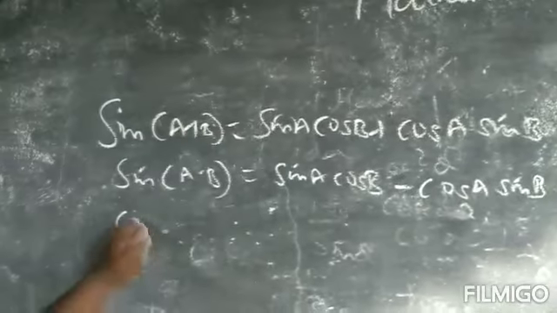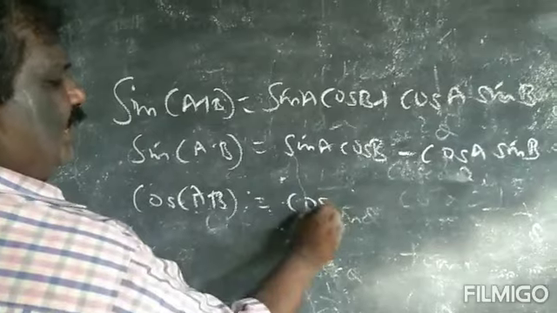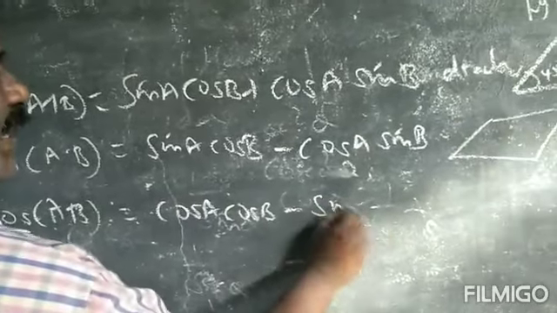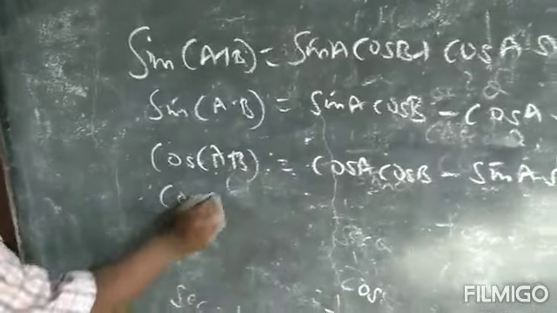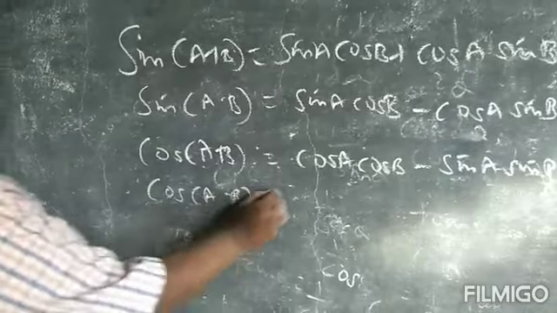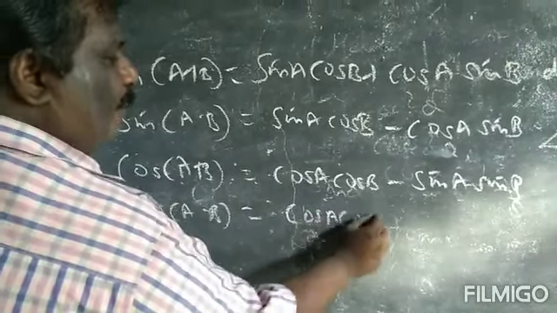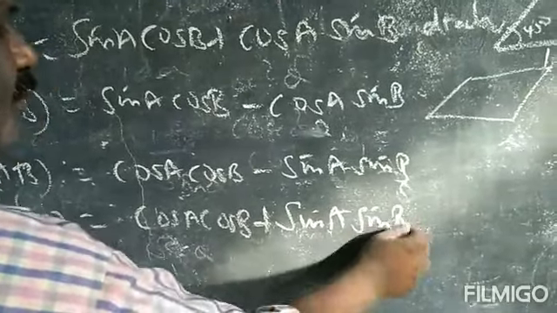Likewise, cos A plus B is equal to cos A cos B minus sin A sin B. Likewise, cos A minus B is equal to cos A cos B plus sin A sin B.